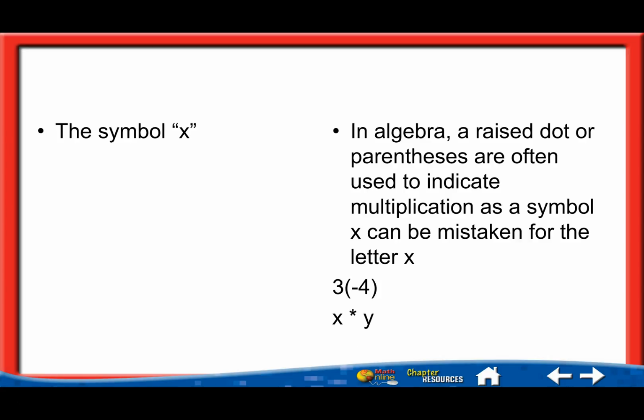It might be X times Y. It would look like that. That's at least what my computer gives me. In your book, it might just be a straight up dot. So it'd be an X minus Y. It might look like that instead. But all of these mean multiplication now.